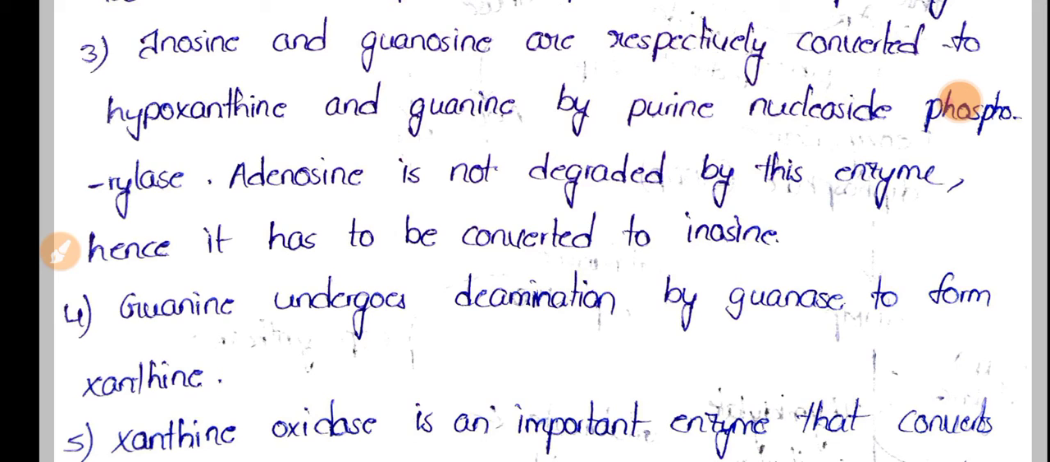Adenosine is not degraded directly by the enzyme, hence it has to be converted into inosine first. Adenosine is not so easily degraded by the different enzymes, so it is converted into inosine, and then from that inosine it can be easily degraded to the other products.